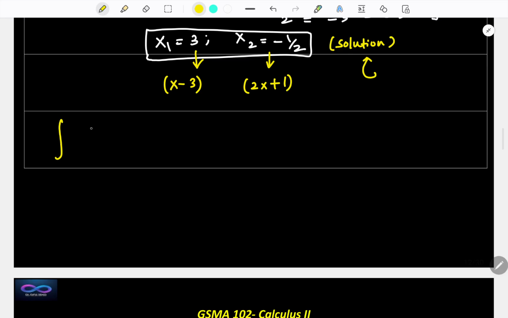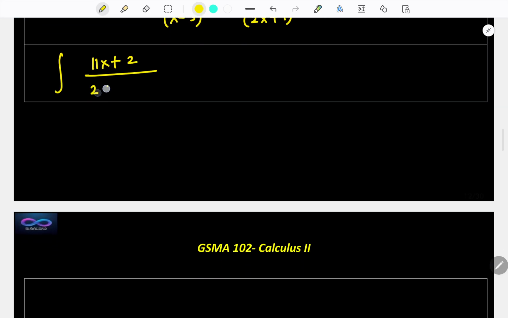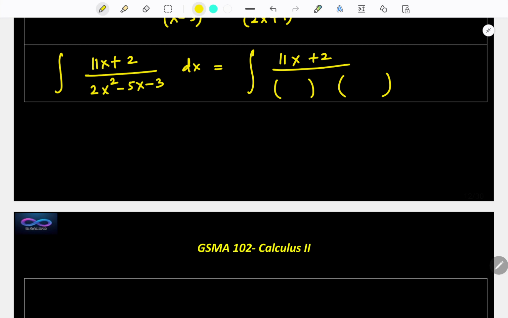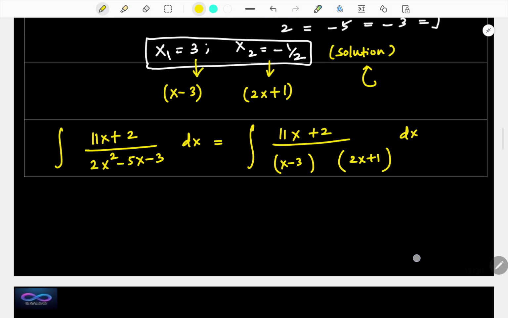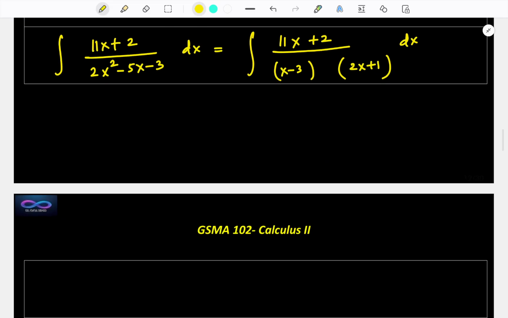The question is integral 11x plus 2 divided by, am I right? Yes, 2x square minus 5x minus 3 dx. This is equal to, the same problem is converted into 11x plus 2 divided by these two factors. What are they? The factors are x minus 3 and 2x plus 1 times dx. Am I right? Yes, correct. Now keep the integral as it is.